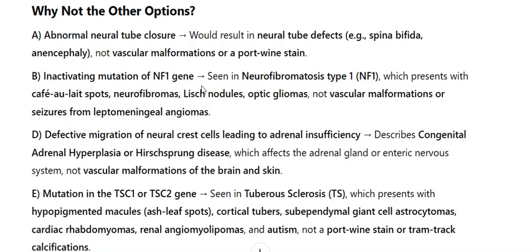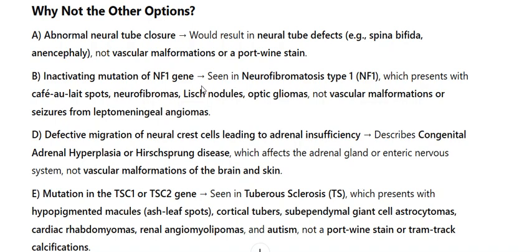D. Defective migration of neural crest cells leading to adrenal insufficiency describes congenital adrenal hyperplasia or Hirschsprung disease, which affects the adrenal gland or enteric nervous system, not vascular malformations of the brain and skin. E. Mutation in the TSC1 or TSC2 gene, seen in tuberous sclerosis, TS, which presents with hypopigmented macules, ash leaf spots, cortical tubers, subependymal giant cell astrocytomas, cardiac rhabdomyomas, renal angiomyolipomas, and autism, not a port wine stain or tram-track calcifications.